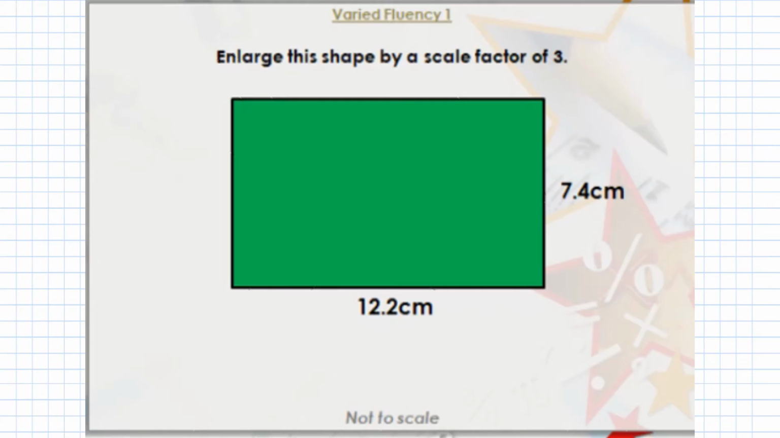Enlarge this shape by a scale factor of 3. So this means that we have to make the shape 3 times bigger. We're scaling it up by 3 times. So we're going to take each dimension, 7.4 centimetres and 12.2 centimetres, and we're going to multiply them by 3. So that's just using column multiplication. So if you give that a go in your book, and then we will mark the answers together in a moment.